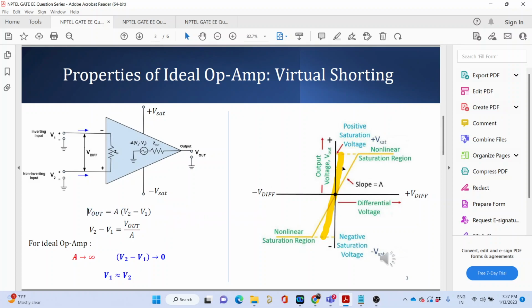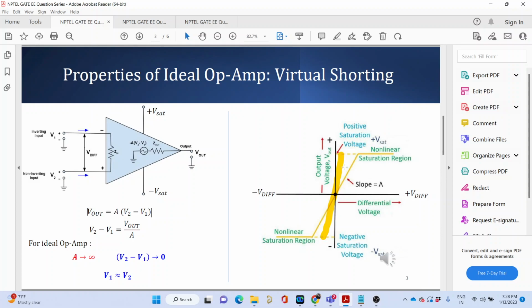Okay, so before applying this virtual short concept or virtual ground concept, you have to check whether you are operating in the linear region. If you have positive feedback, or you are operating the op amp as a Schmitt trigger, then you cannot apply this concept, because in that case you are operating in the saturation region, not in the linear region.